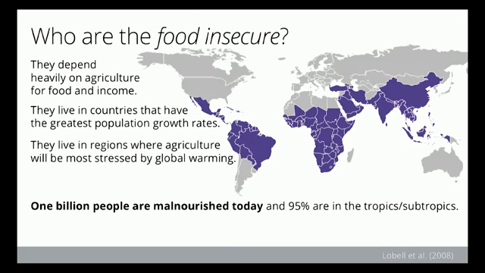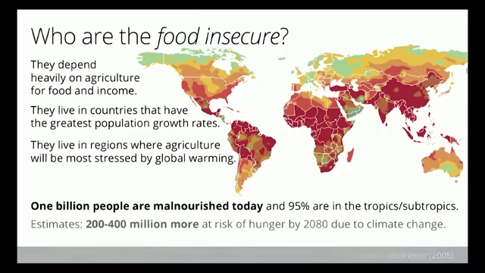Almost all of that extra 2.5 billion people that we're going to add to the planet are going to be added to those countries. They're poor, they depend on agriculture, and they're the regions that are most stressed by global warming. So the estimates are hard to come by, but you end up with another 200 to 400 million people that are malnourished.